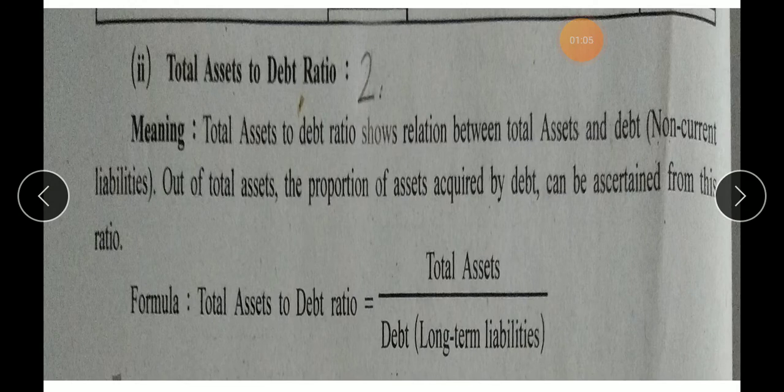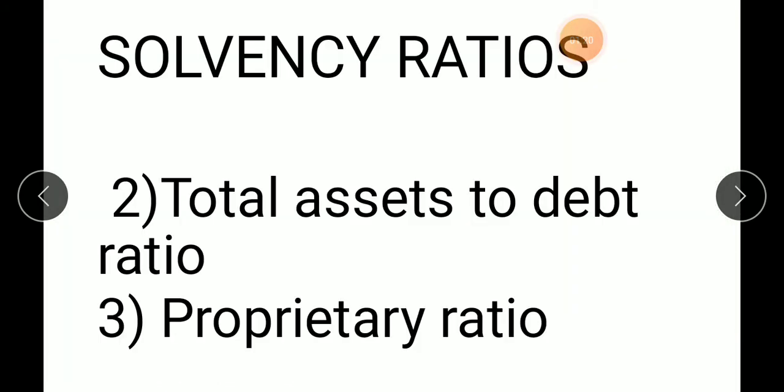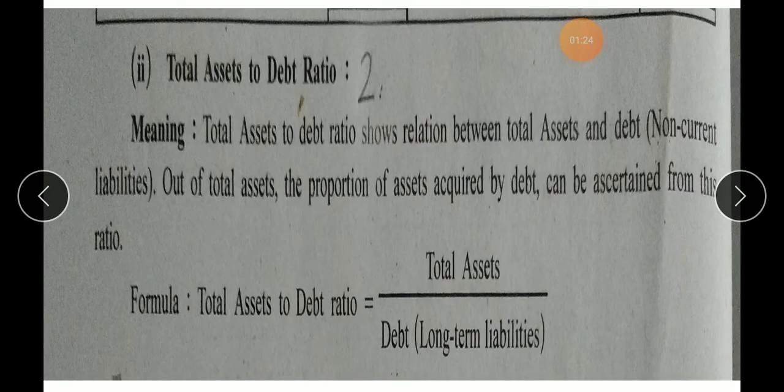So, starting with the same, the total assets to debt ratio. Yes, the topic is given in your textbook on page number 232. The second ratio in solvency ratios, total assets to debt ratio. Alright, the total assets to debt ratio shows the relation between total assets and non-current liabilities. Now, what are non-current liabilities?